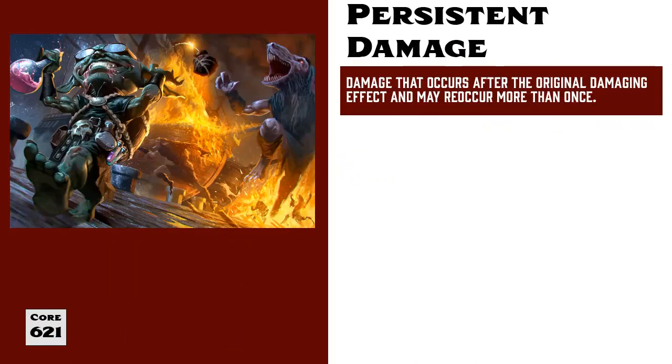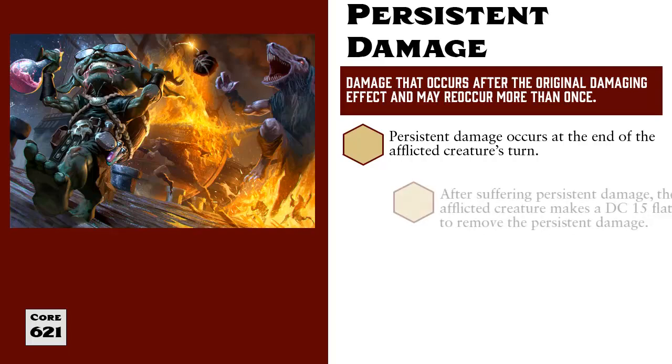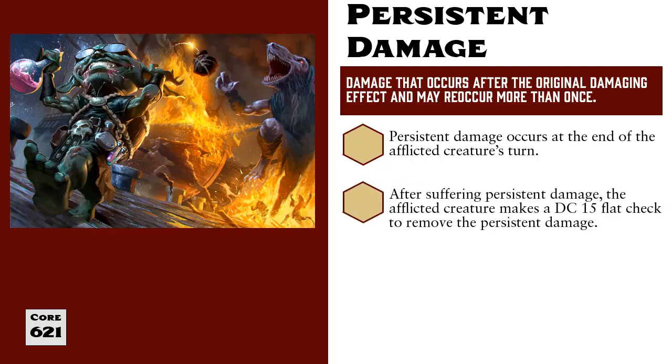Another kind of damage worth discussing because it functions a little differently is persistent damage. Persistent damage is a condition that causes damage to reoccur more than once. Things like bleed damage, acid, or being set on fire could all be examples of persistent damage. When you are under the effect of persistent damage, you will suffer the listed amount of damage at the end of each of your turns, after which you roll a DC 15 flat check, and if successful, you remove the persistent damage condition.